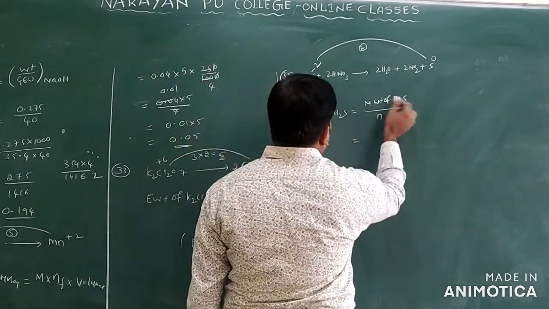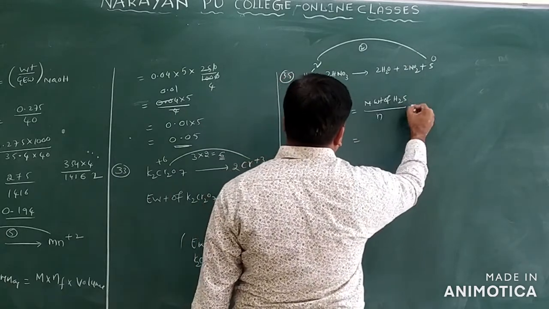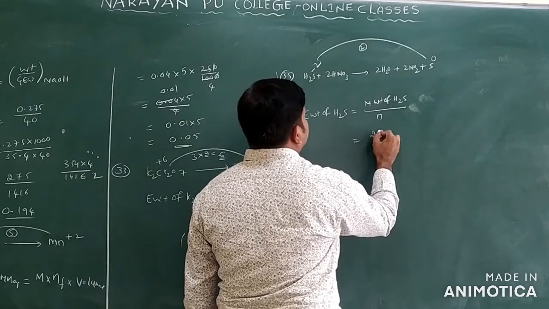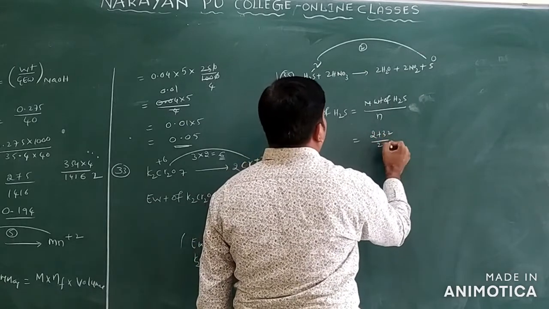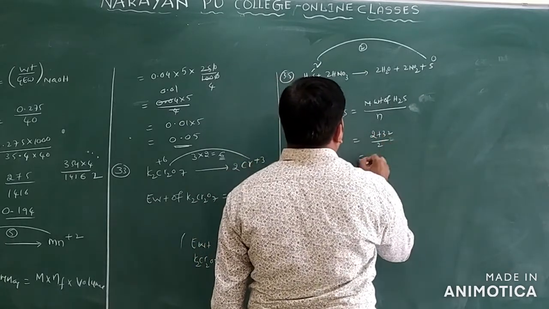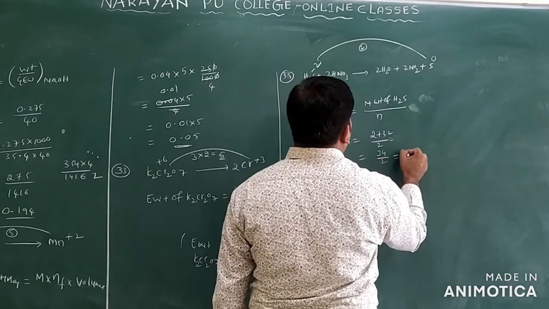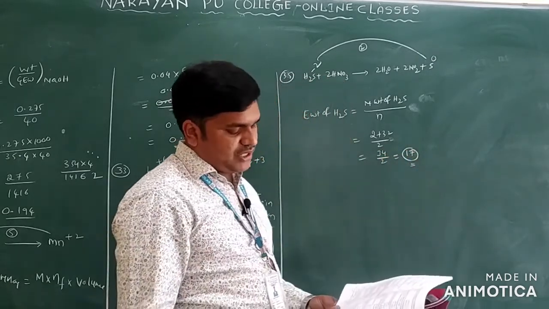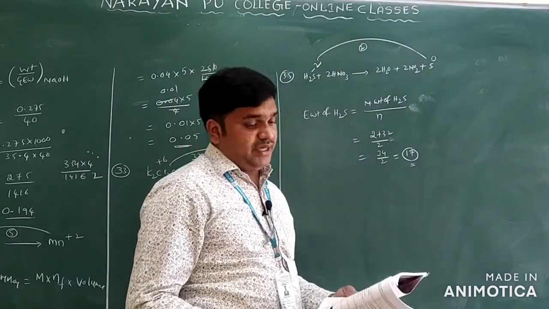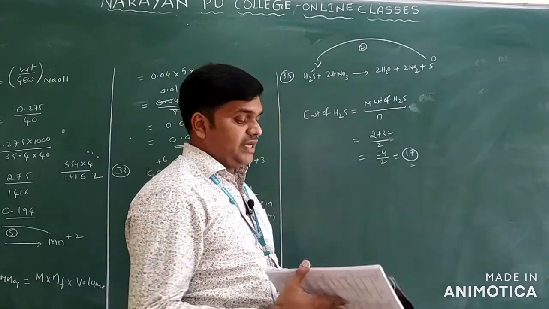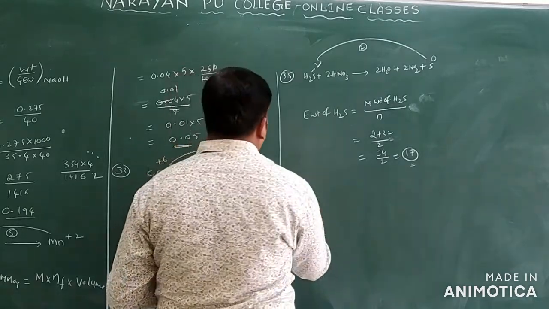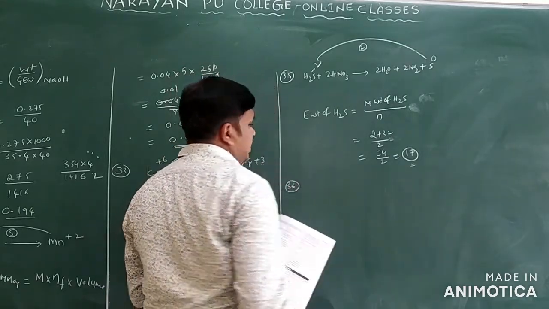Now the molecular weight: 2 hydrogens we have, and sulfur we have 32, by 2. What will you get here? 34 by 2, that is equal to 17 only. So the equivalent weight of H2S here is 17. This is question number 35. Now we will see question number 36.